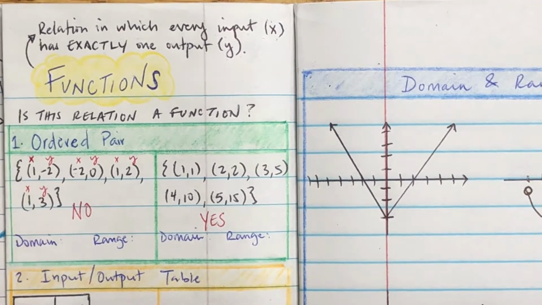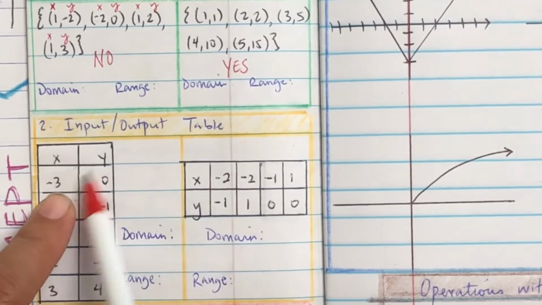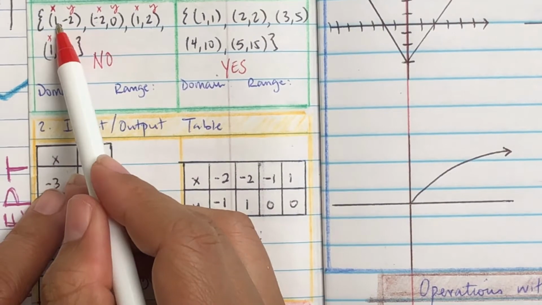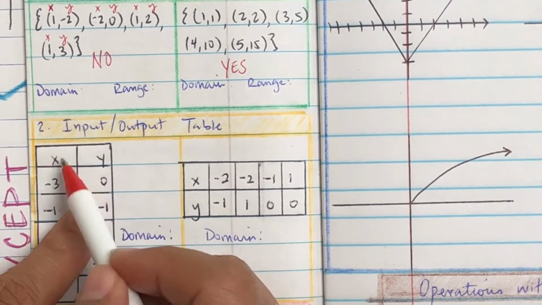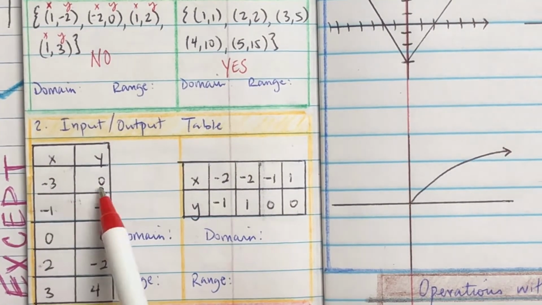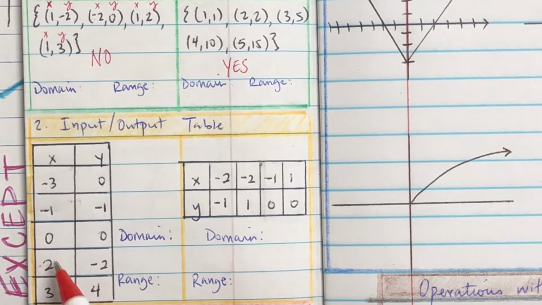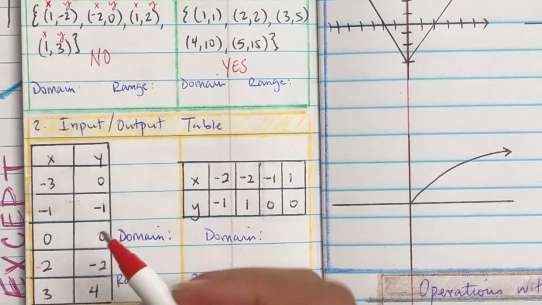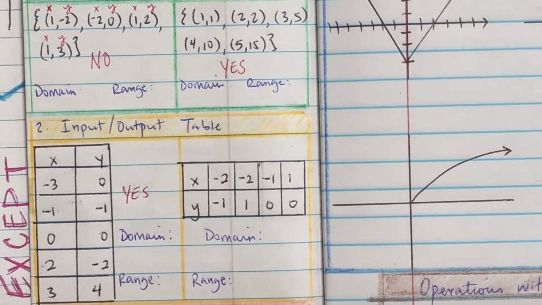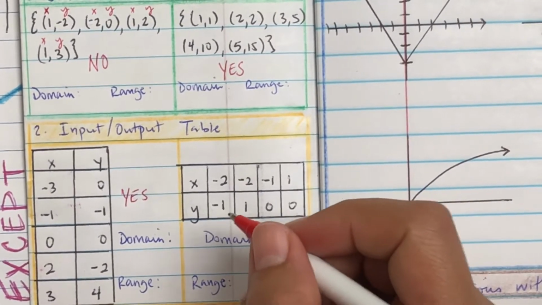So we're going to look at an input-output table, which is the same as an ordered pair, it's just in a table. So you have an x value and then you have a y value. So let's look at the x values. So -3 has 0. There's no other -3. -1 has -1. There's no other -1. 0 has 0. There's no other 0. 2 has -2. There's no other 2. So yes, this one is a function because for every input there is exactly one output.